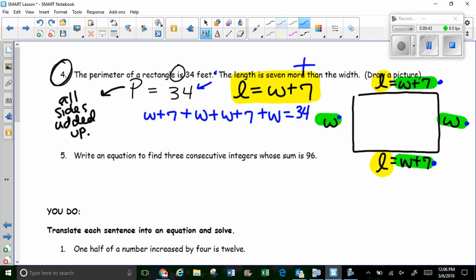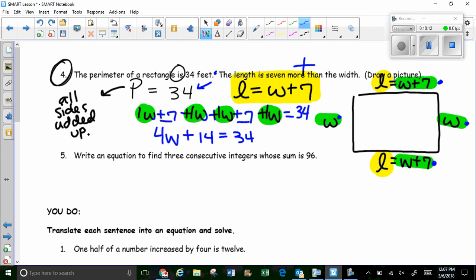So set that equal to 34, and now we're just solving this equation. The first step will be combining like terms. So I've got 1W plus 1W plus 1W plus 1W. If I add those all together, that's going to give me 4W, and then combining my constants, 7 plus 7 will give me 14, equals 34.